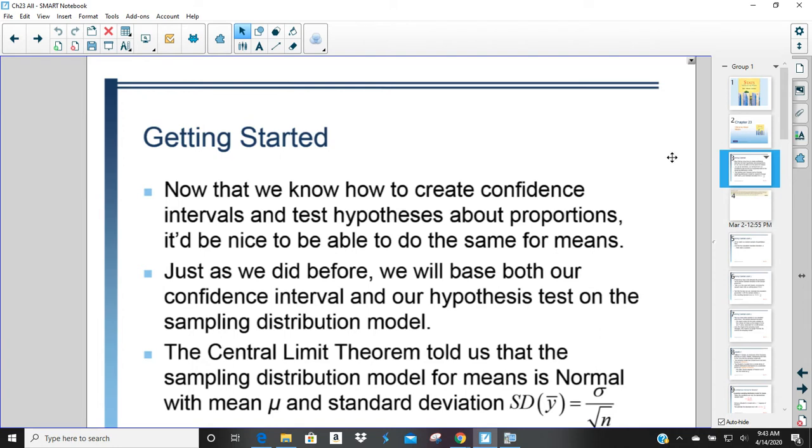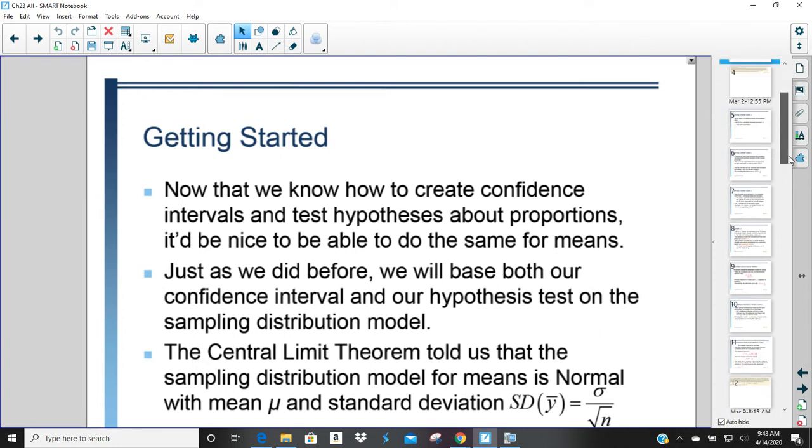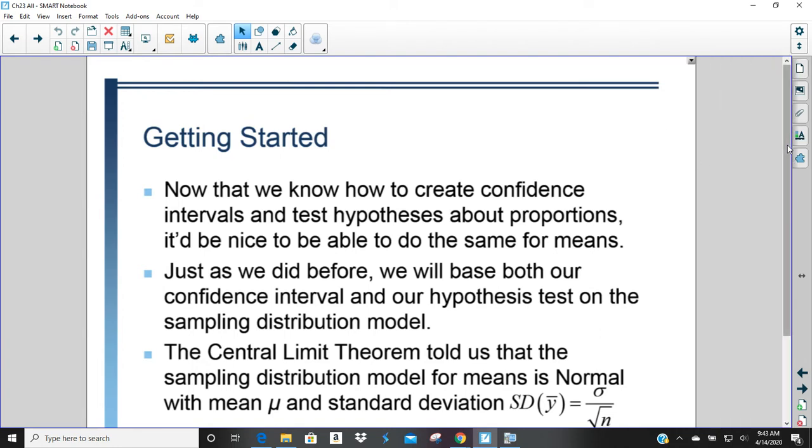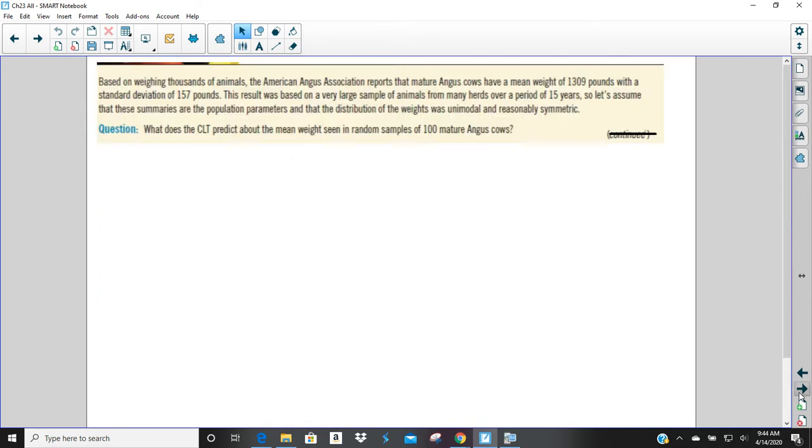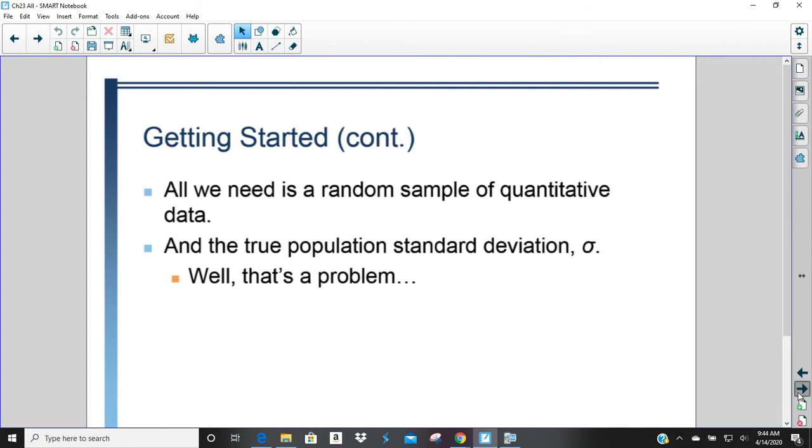What this slide is telling us is that the central limit theorem told us that the sampling distribution model for means is normal, right? Unimodal, symmetric, with a mean mu and a standard deviation of the standard deviation divided by the square root of n. So what's different about means than proportions?